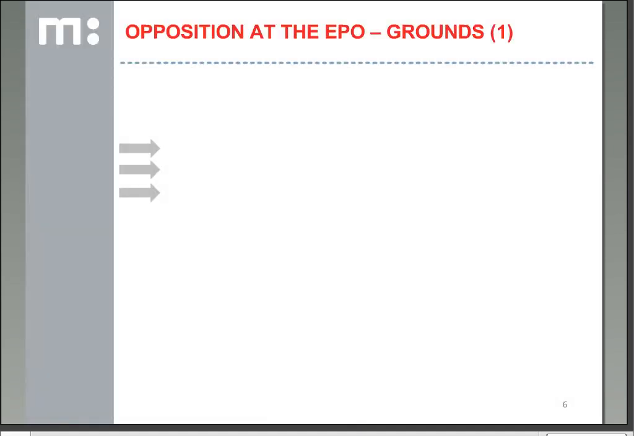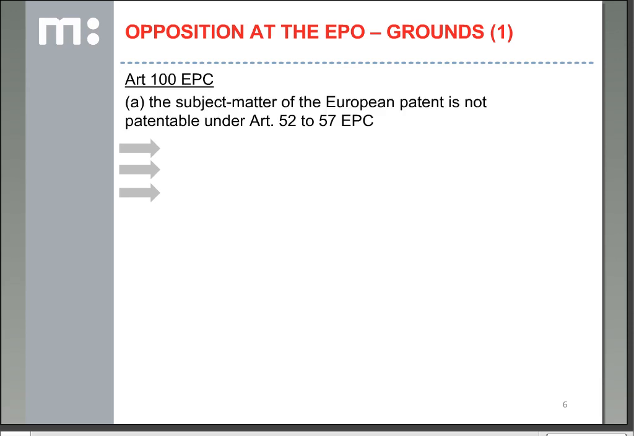So could you, Robert, explain the situation in Europe? Well, in Europe, the grounds for filing an opposition are laid out in Article 100 of the EPC. And there are mainly 3 points. The first is that the subject matter of the patent is not patentable under Articles 52 to 57 of the European Patent Convention. And these are, let's call it, the standard reasons.